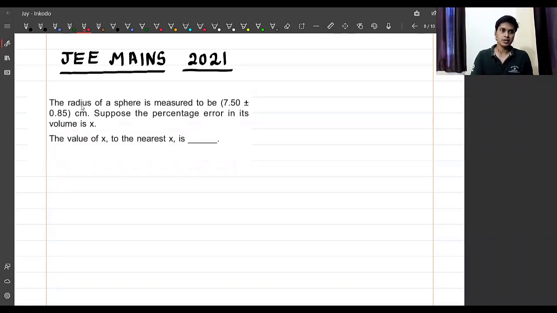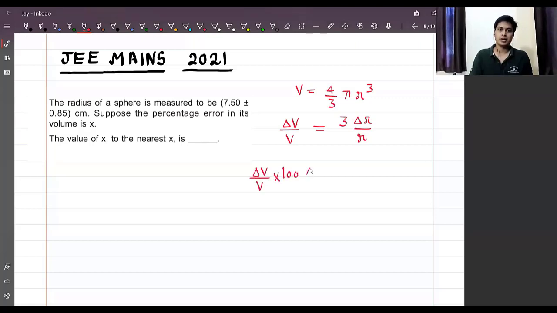Another question from error. Radius of the sphere is measured and we have to find the percentage error in the volume. So formula for volume is 4 by 3 pi r cube. 4 by 3 and pi are constants. So we can write the fractional error as delta V by V, as the power of r is 3, so 3 delta r by r. To find the percentage error, I have to multiply this quantity by 100, and this will give me 3 times delta r by r into 100%.